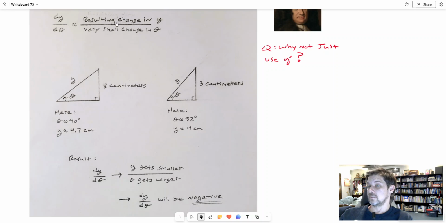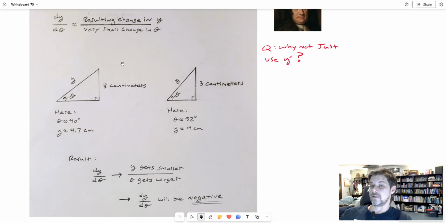Now I'm curious, if I did a very small change in the angle, how would y change? So what I did is I pushed this side inward a little bit. That made this angle a little bigger. Now it's 52 degrees. I kept this side fixed at 3 centimeters, and then I measured this side to be 4 centimeters. So look what happened. Here's the nature of this situation. Change in theta causes change in y like this. If theta gets bigger, it forces y to get smaller.